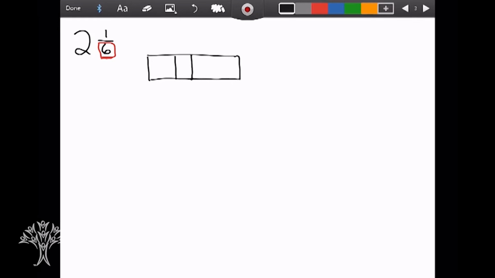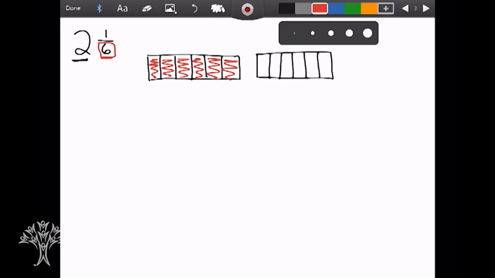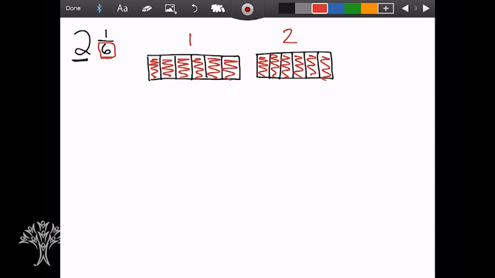So this denominator says that we were broken up into 6, and we need 2 whole units and 1/6 more. So if I were going to fill out 2 whole units, I would have to fill in this whole piece. So that's 1 whole unit. But I need 2 whole units because my fraction is 2 and 1/6. So I'm going to do another whole unit and shade everything in. So this is 1 whole unit and then another whole unit, so the second whole unit.